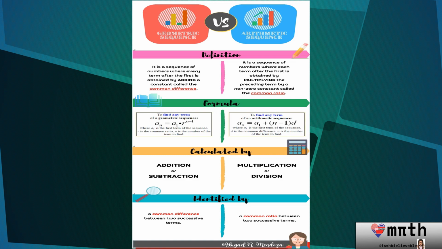Arithmetic sequence can be calculated by addition or subtraction. Geometric sequence can be calculated by multiplication or division. You can identify arithmetic sequence by a common difference, while geometric sequence can be identified with the use of a common ratio.